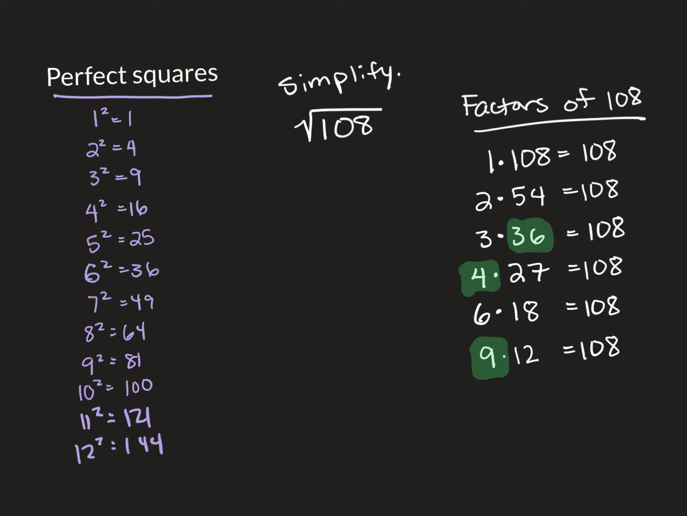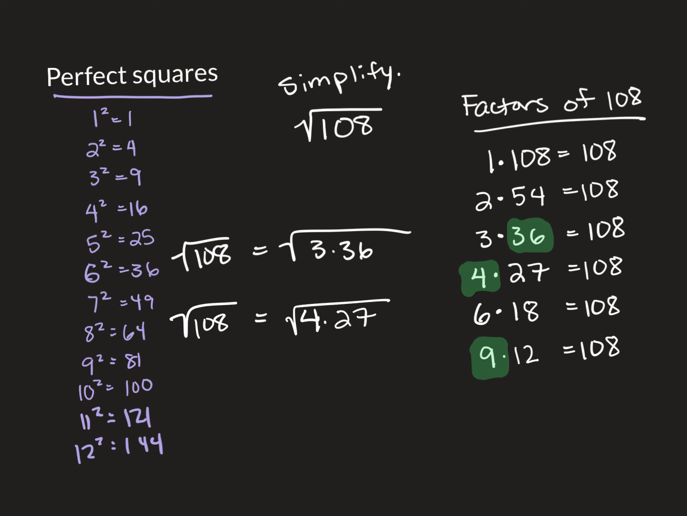So I could break 108 up and say the square root of 108 is the same as 3 times 36. I could also say square root of 108 is the same as 4 times 27. I could also say 108 is the same as 9 times 12.